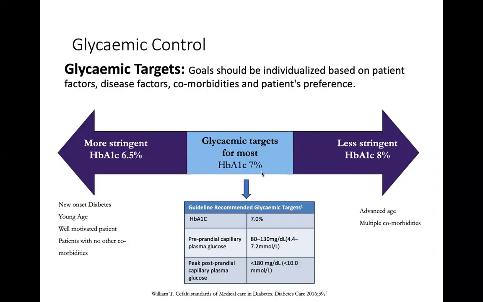An HbA1c target of 7 is what we want to aim for, but you can have more stringent targets to get better results in those who have new diabetes, those who are younger, a patient who is well motivated to have near normal glucose, and patients with no other comorbidities. We have a less stringent control of up to 7 to 8 for those who are elderly and those who have multiple complications and multiple comorbidities.